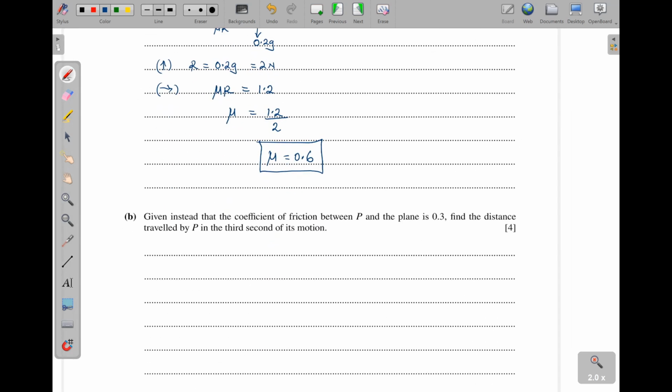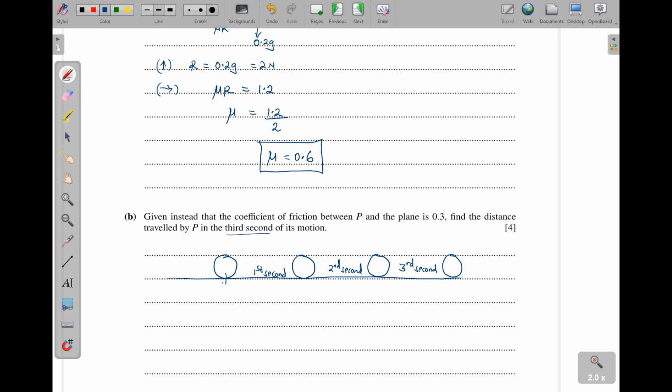And then part B: given instead that the coefficient of friction between P and the plane is 0.3, find the distance traveled by P in the third second. So I'm going to look at 3 things here. I want you to look at my sketch here. I have this particle here. It travels a certain distance here in the first second. Then it is, let's say, here in the second. Sounds weird, eh? Second. Then it comes here in the third second.